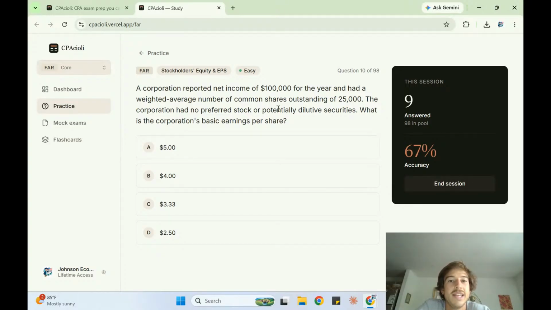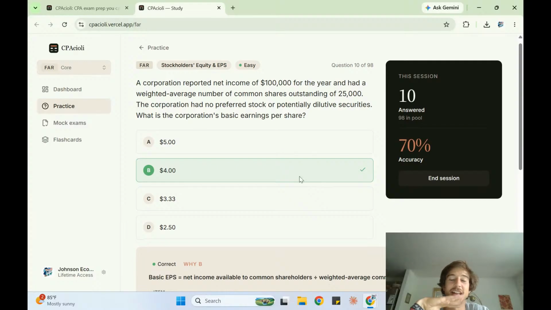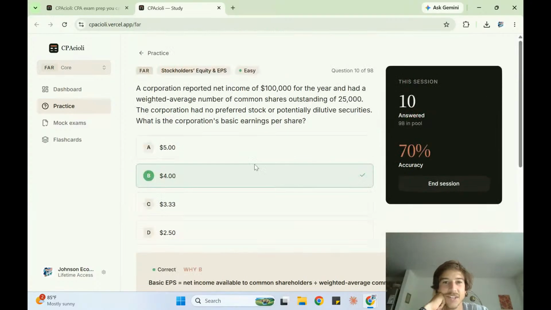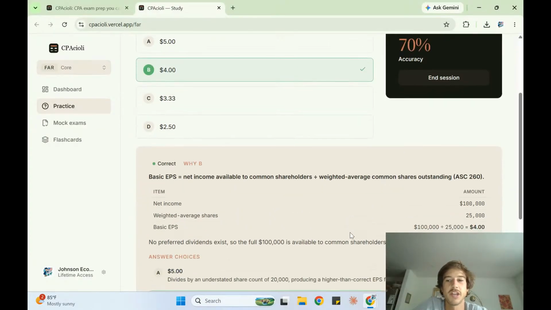Okay. Corporation reported net income of $100,000 for the year and had a weighted average number of common shares outstanding of 25,000. Oh, wait. Okay. Yeah, that was easy. I want all questions to be like that. That is fantastic. It's literally just the net income divided by weighted average number of common shares outstanding, which is 4. Basic EPS, pretty simple.